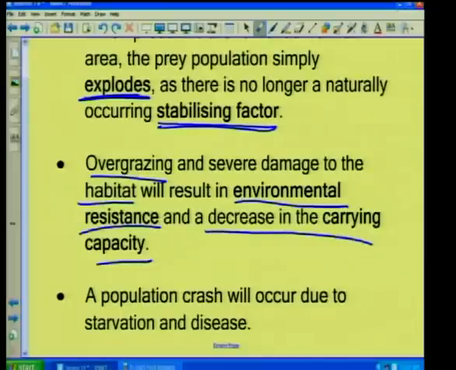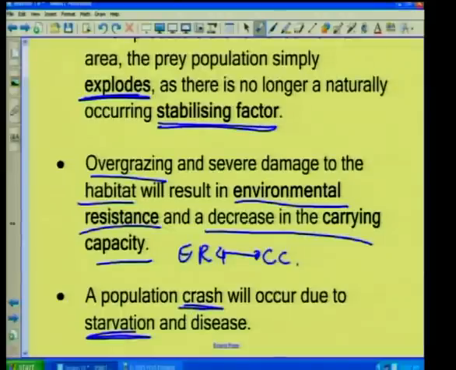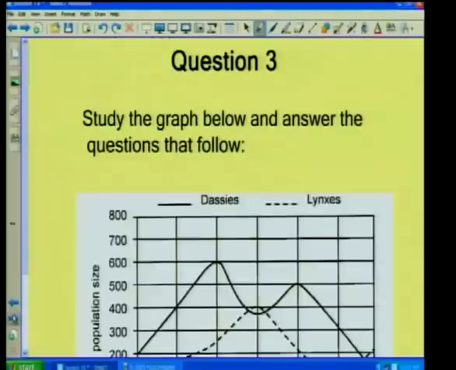As I said, you must understand your environmental resistance and the way it works in conjunction with your carrying capacity. Population will crash, okay? And what's going to happen? They're going to be starving, and they're going to be dying of disease.